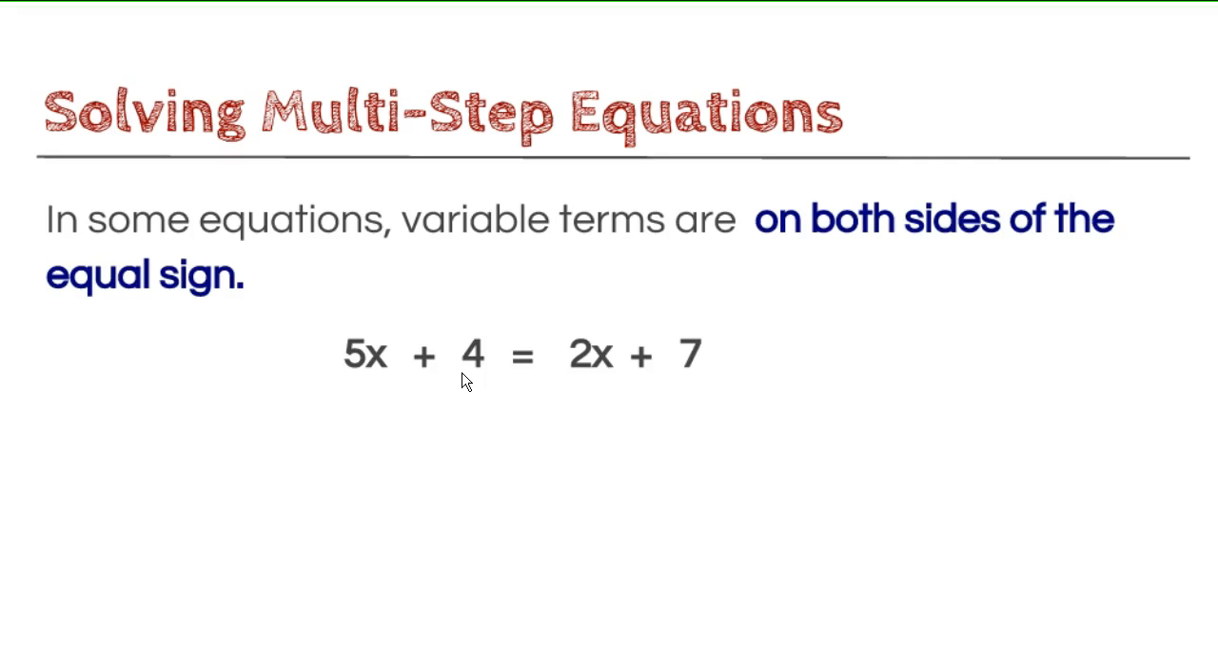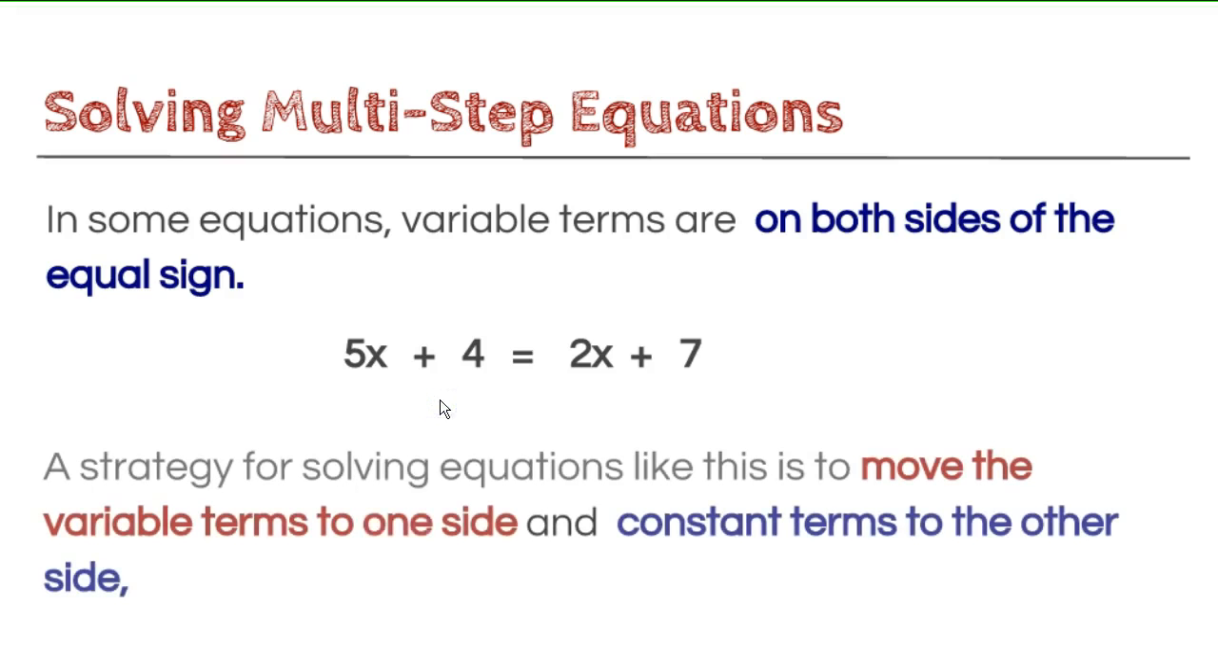Well, it looks like I'm going to need to find a way to combine my variable terms together and then combine my constant terms together. But in order to do that, I want to make sure that they're on the same side of the equal sign before I combine them. So a strategy for solving equations like this is to move the variable terms to one side and the constant terms to the other side, and then finally add any like terms that you see.